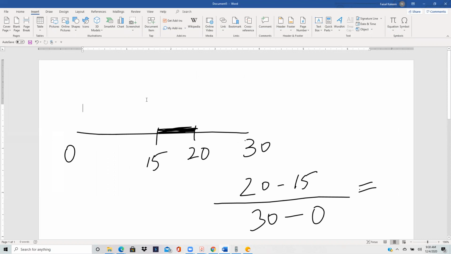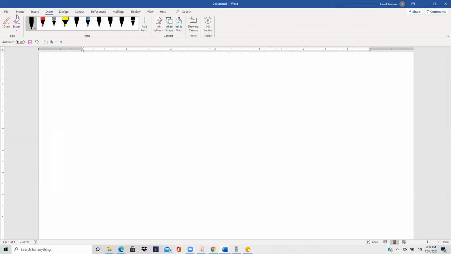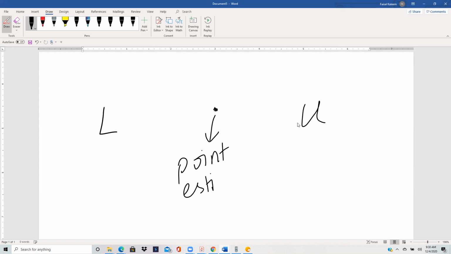that you have the lower bound here, you have the upper bound here, and in the middle, you have the point estimate. The point estimate is the midpoint of the interval. This half length is the margin of error.